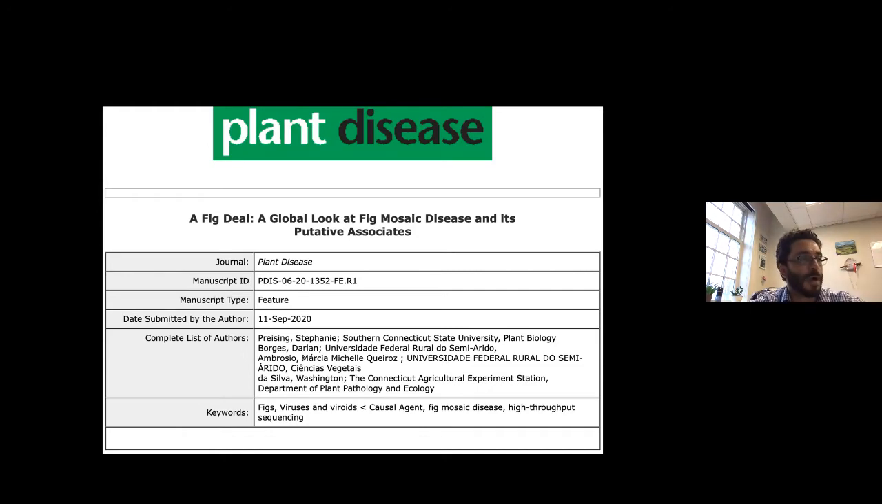They did a wonderful job, a lot of analysis, especially genomic analysis, and they found a lot of problems in the genomes that are being deposited in the NCBI database. And we put together this publication here, which has a very catchy name, a fig deal, a global look at the fig mosaic disease and its putative associates.